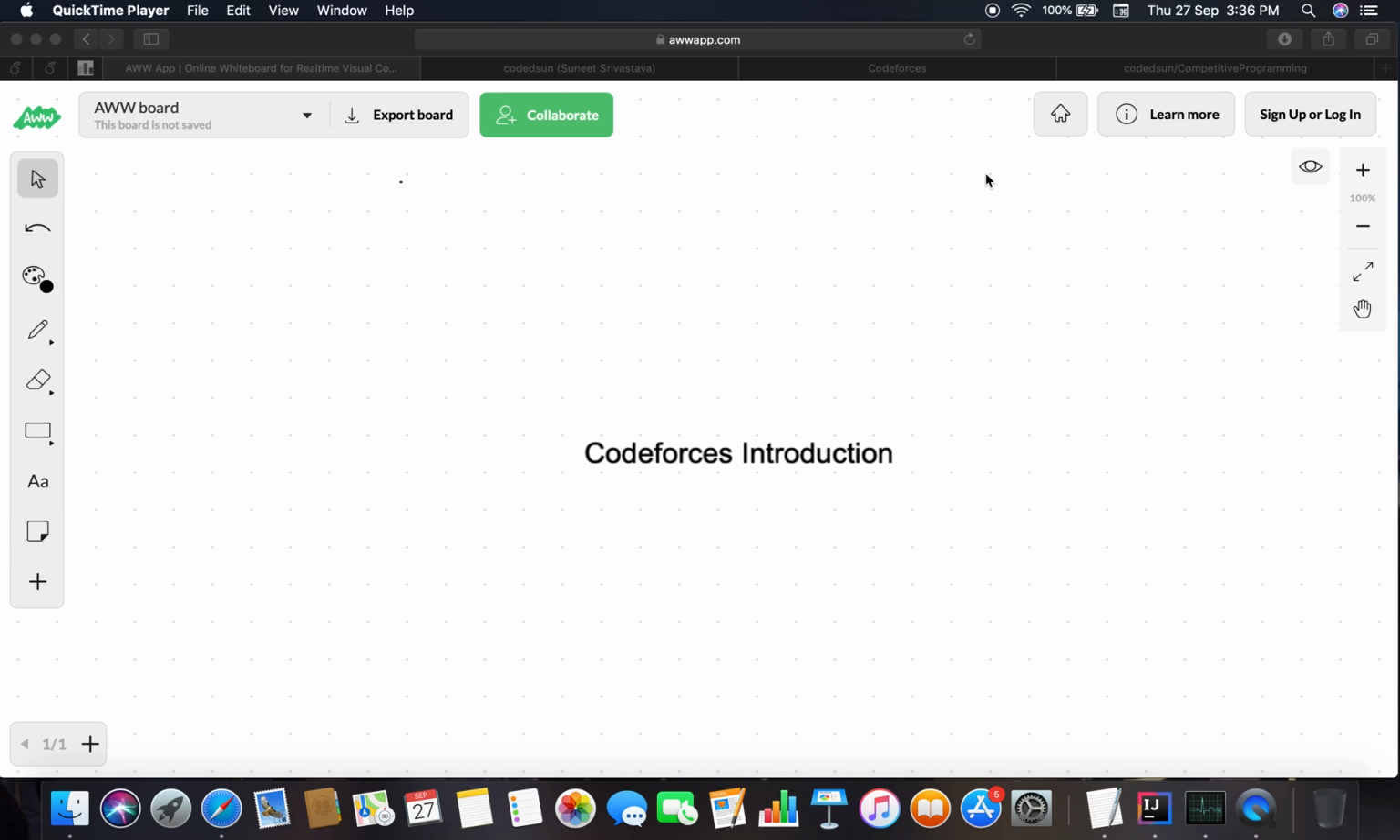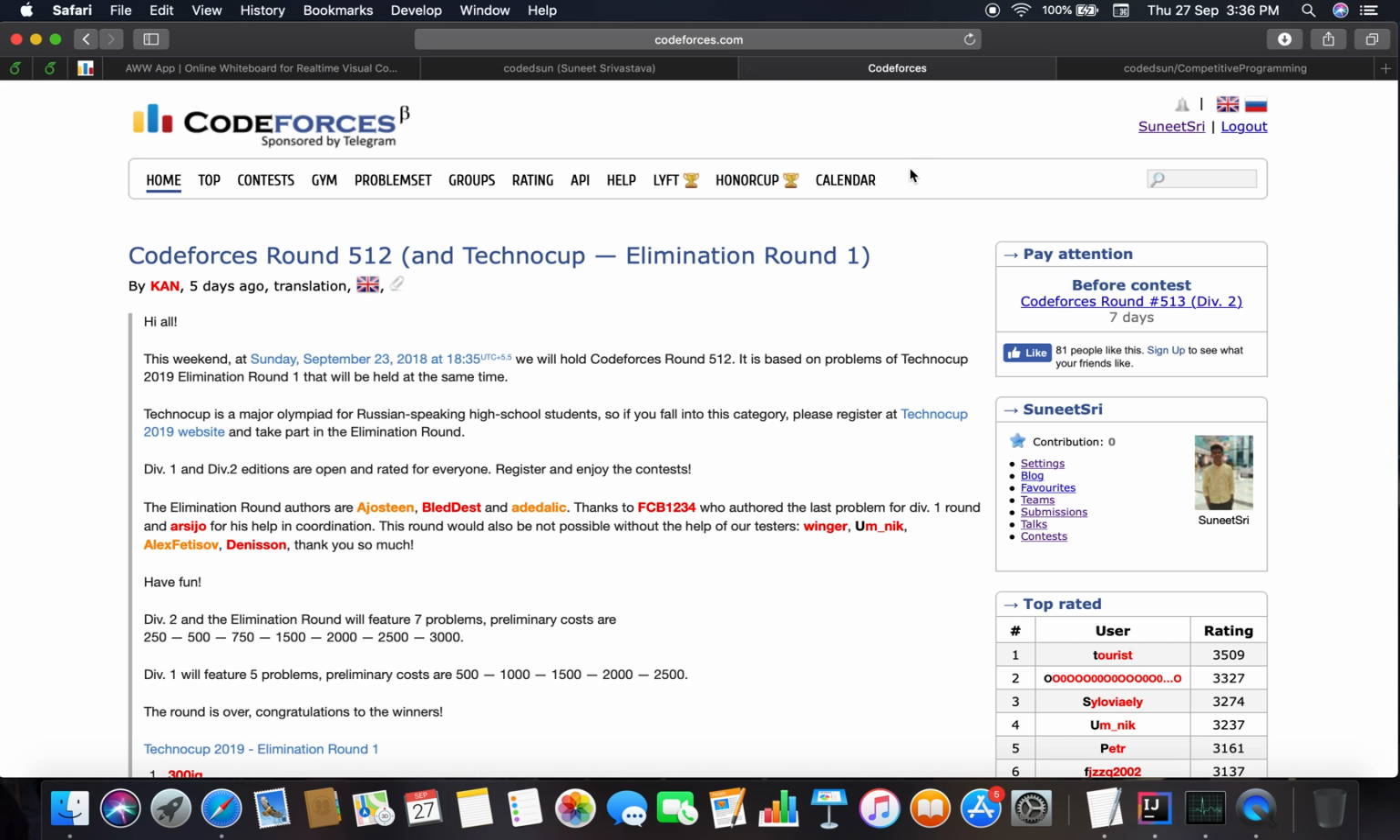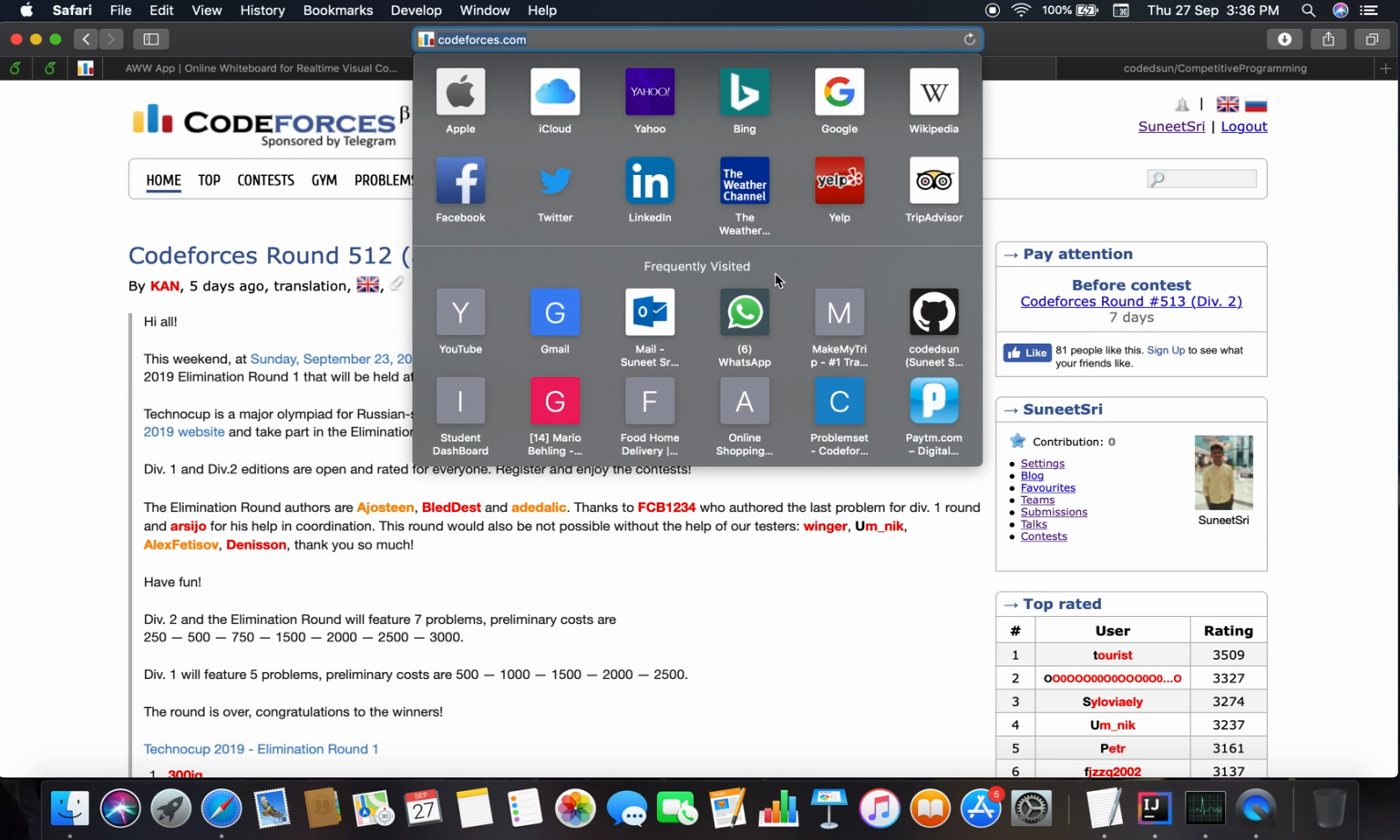Good afternoon, guys. Today we will be talking about the Codeforces website. It's a platform where you can solve a variety of data structures and algorithms problems, and this is considered a good platform, or the best platform, to practice data structures and algorithms problems. Let's dive into Codeforces. The link is codeforces.com. You can easily Google that.